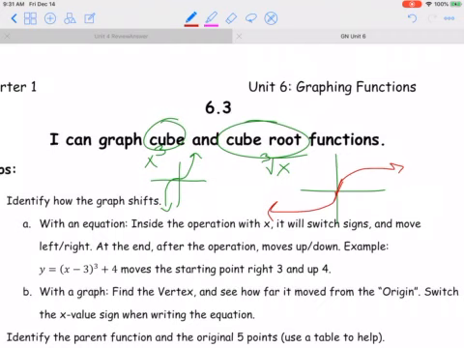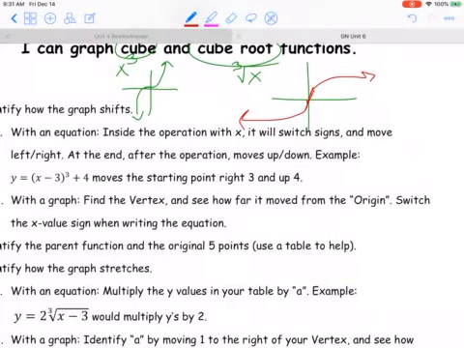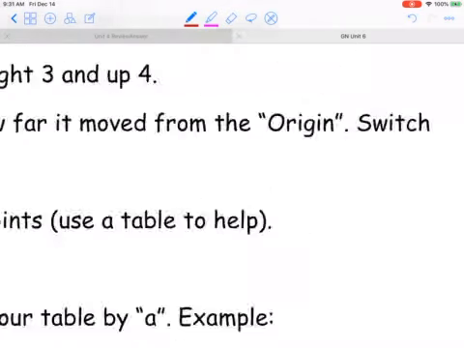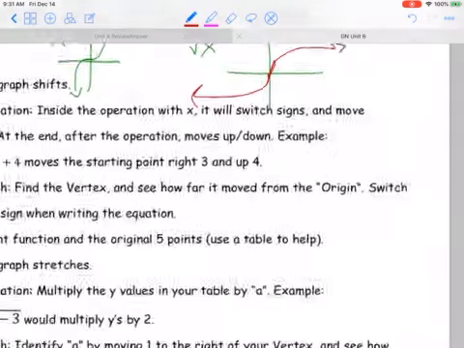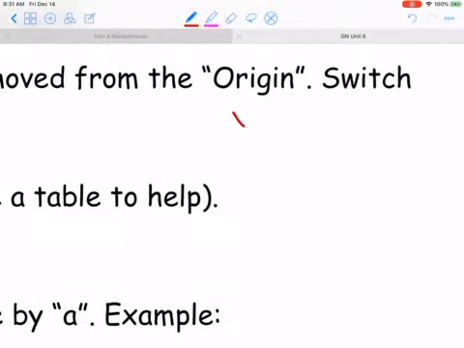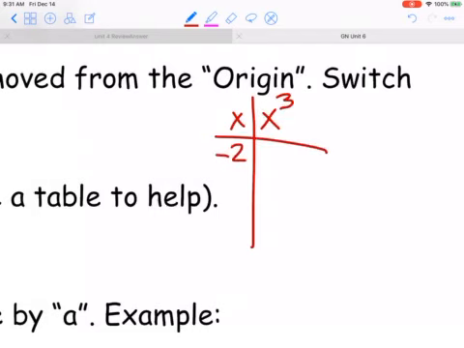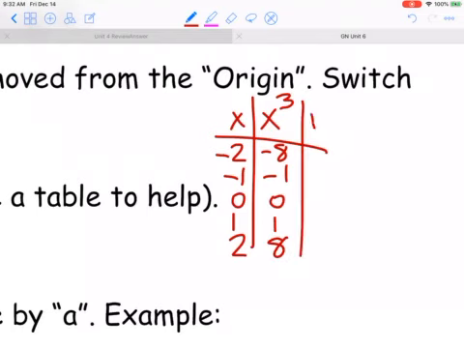Same thing as usual. Look at the x to move left and right. Look after the operation to see if you're going up or down. We're going to make the parent tables here. This is number 2. So I'm going to zoom in so I have lots of room. So the parent table for x cubed, super easy. Same original 5 numbers I like. And you cube them. Make sure you use parentheses around them. So you're cubing those x values. And then if you need to, you can times by a, if you have an a at all.